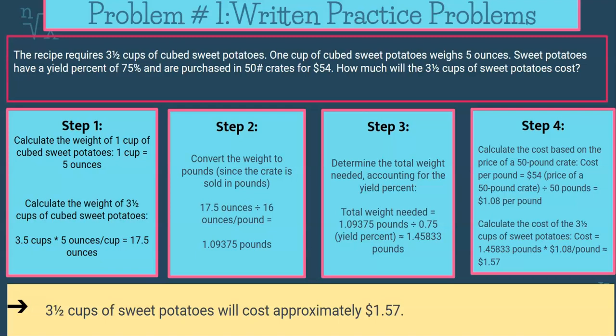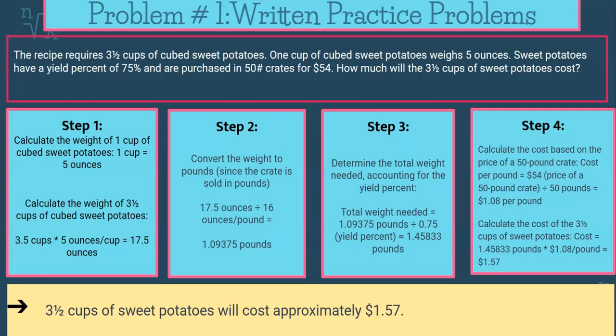So step 2, you need to know your equivalent, that there are 16 ounces in a pound. So convert the weight to pounds, since, as I said, it's sold in pounds. So 17½ ounces divided by 16 ounces in a pound, and you get 1.09375 pounds.